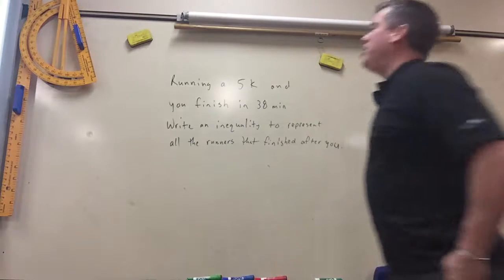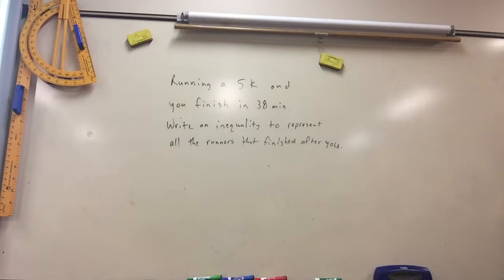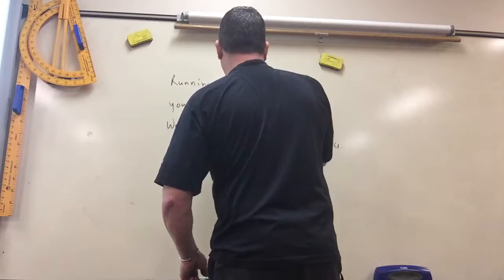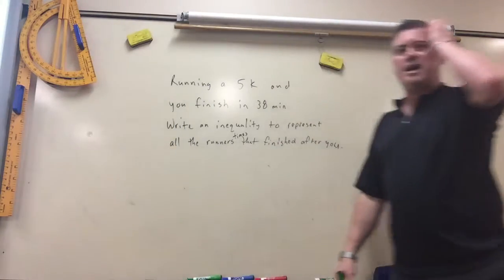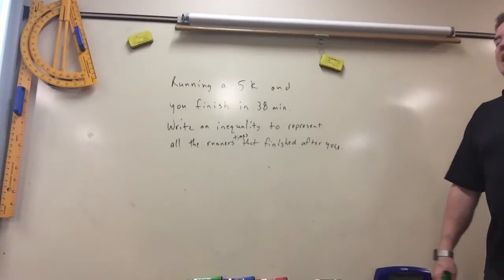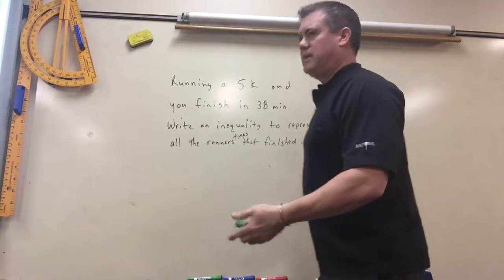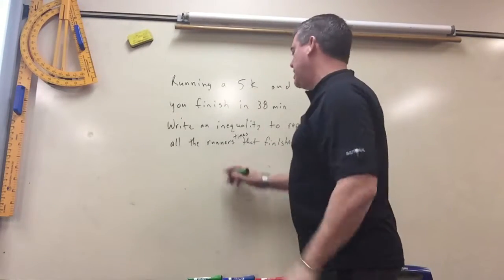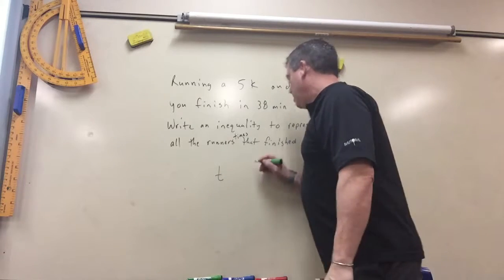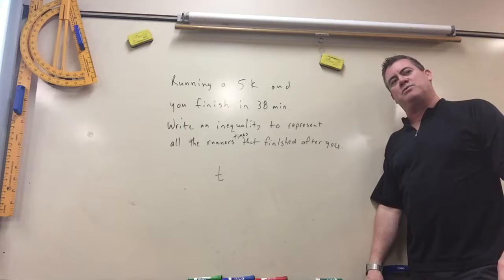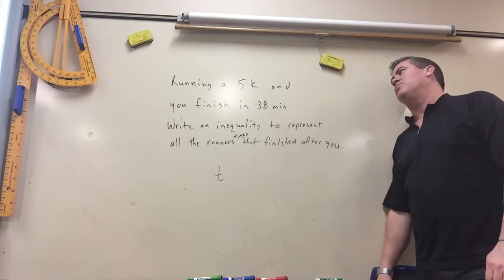So if you finish in 38 minutes, you got to write an inequality that represents all the runners' times that finished after you. So you can use any letter, X, Y. Since it's talking about time, I'll use a T. So what would be the inequality that represents the times of the runners that finished after you?